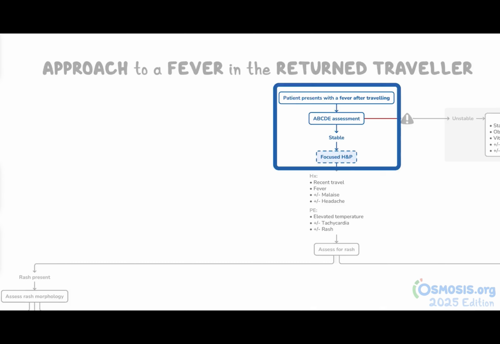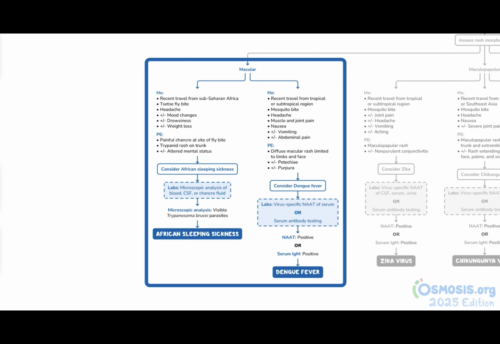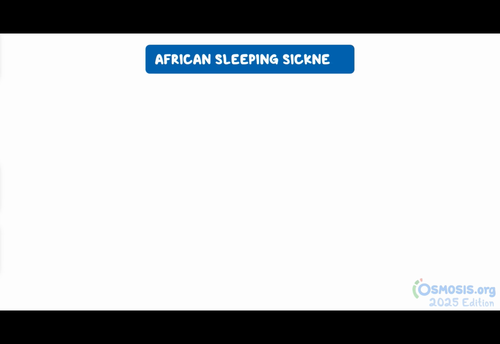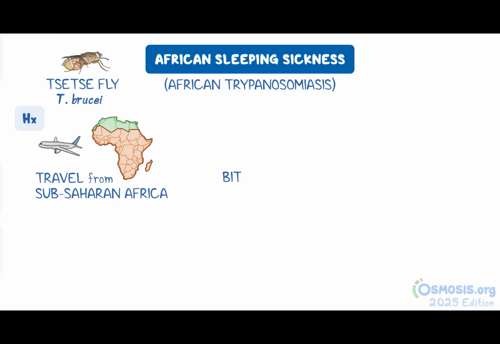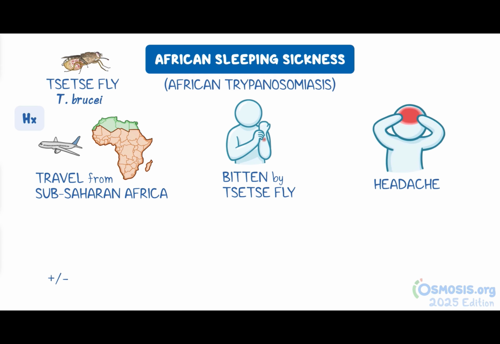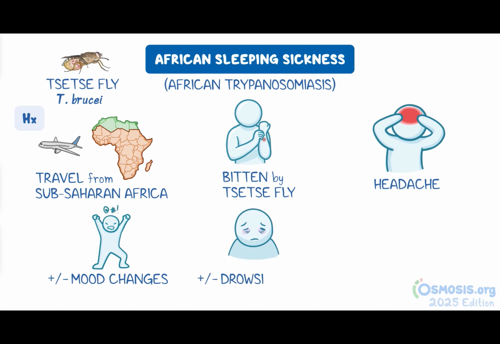Let's start with macular rashes, which appear as flat discolorations on the skin. First up is African sleeping sickness, also known as African trypanosomiasis. This illness is caused by the protozoan parasite Trypanosoma brucei and transmitted via tsetse fly. Patients report a history of recent travel from sub-Saharan Africa and getting bitten by tsetse flies. Soon after, they develop headaches and, in some cases, mood changes, drowsiness, and even weight loss.